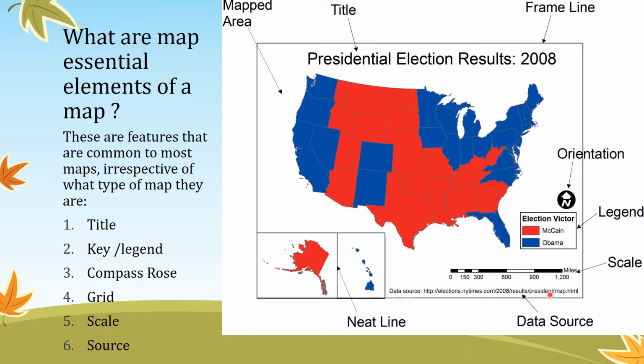The data source reveals information as to where the author of the map got his or her information from, and we can see that this was from an online source. The mapped area is also indicated, the frame line that borders the map.